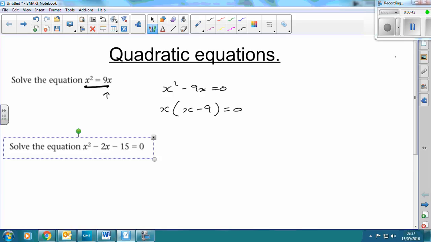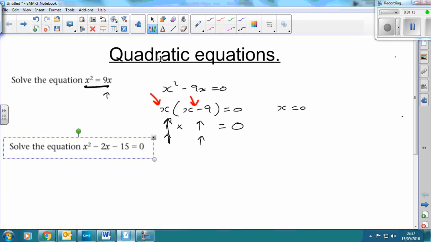Now what we've got here is two things: this thing multiplied by this bracket. And if we've got two things multiplied together to make 0, either this thing's got to be 0 or this bracket's got to be 0. So in order to make the first thing 0, we simply set x equal to 0. And substituting that in, you're going to get 0 times minus 9, which is going to be 0. So that works.